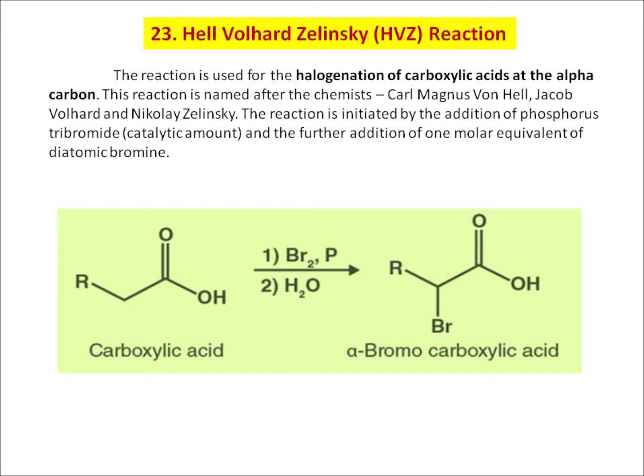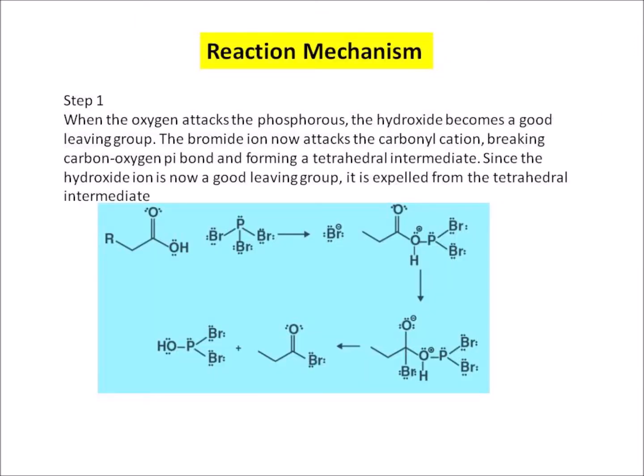The reaction is initiated by the addition of phosphorus tribromide, that is a catalytic amount, and the further addition of 1 molar equivalent of diatomic bromine. The equation is given. Carboxylic acid is converted into alpha bromocarboxylic acid in the presence of Br2, that is bromine, phosphorus and water. HVZ reaction mechanism.